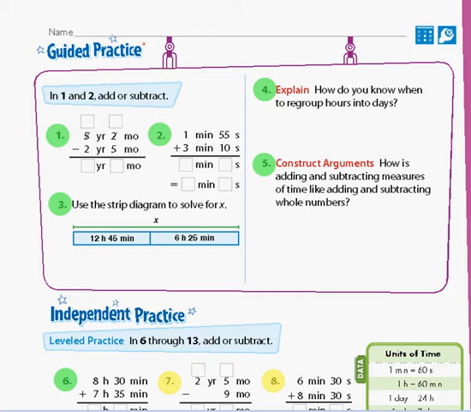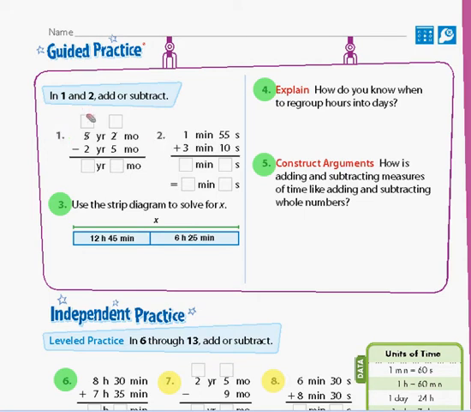You can see number 1 is a subtraction problem: 5 years, 2 months, subtract 2 years, 5 months. I'm going to have to regroup right there because I cannot take 5 months away from 2 months, so I have to regroup years. I'm going to take my 1 year away, so that's going to leave me 4 years.